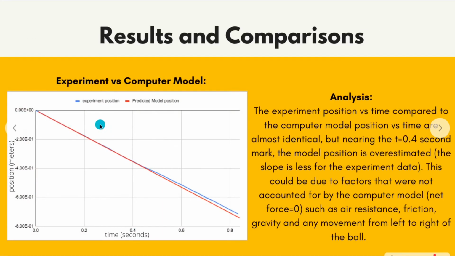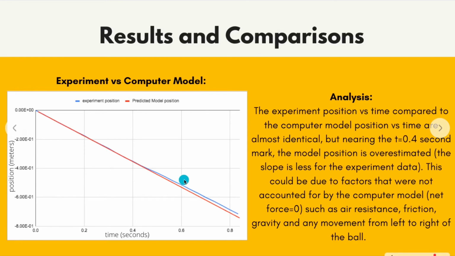Now, let's compare our observational experiment data, which is the blue line, with the predicted computer model data, which is the red line. As you can see, they are almost identical, but nearing the t equals 0.4 second mark, the model position is overestimated. This means that the slope was less for the experiment data, meaning that the ball was moving slower in our observed data.